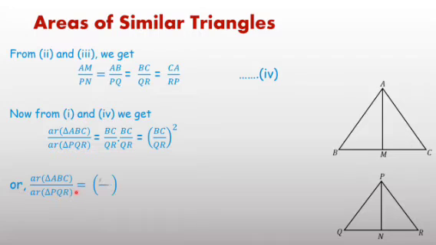Therefore, area of ABC upon area of PQR equals BC upon QR whole square, which is the same as AB upon PQ, and it is also equal to CA upon RP. It implies all three. And that is the proof of this theorem. In this pattern, you can complete and prove this important theorem.